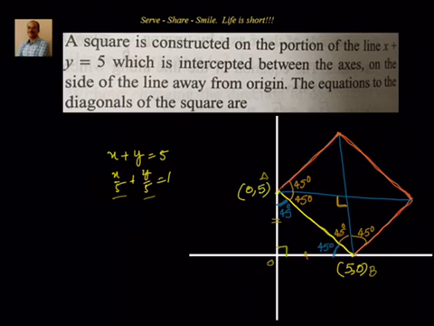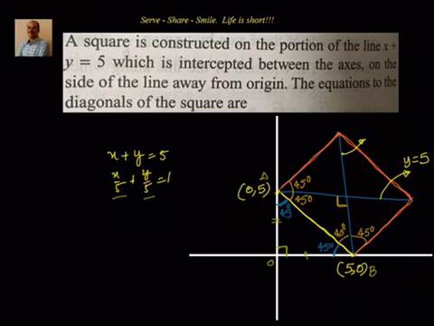So leveraging that, we can easily find the equations of the diagonals. Let's look at this diagonal. Suppose this diagonal is parallel to the x-axis, passing through the point (0, 5). We know that any line parallel to the x-axis is given by y equals k, and here the value of k equals 5. So the equation of one diagonal is y equals 5.